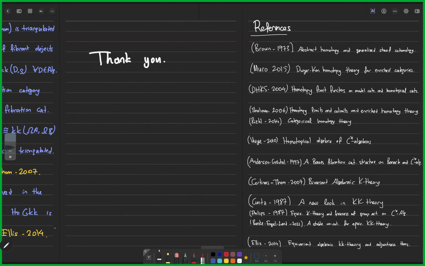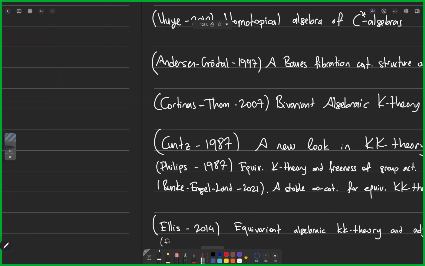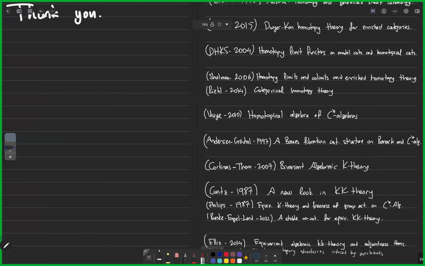I should also add that there is also my 2000 paper here, on fibration category structures induced by enrichments.